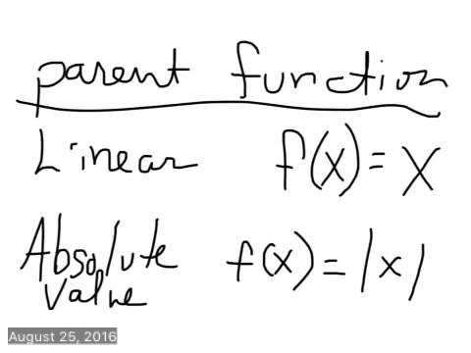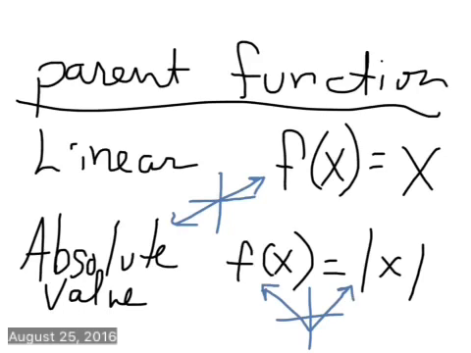I think you guys pretty much know what a line looks like. Does anybody remember what an absolute value graph looks like? No? Okay. A line graph will be a line. That's what a line graph would look like. An absolute value graph looks like a V. Why does it look like a V like that?